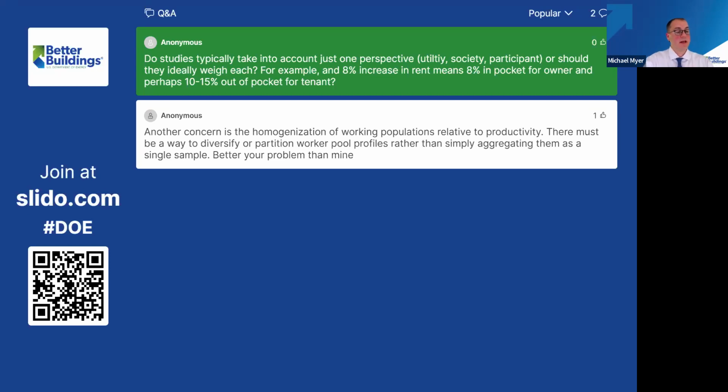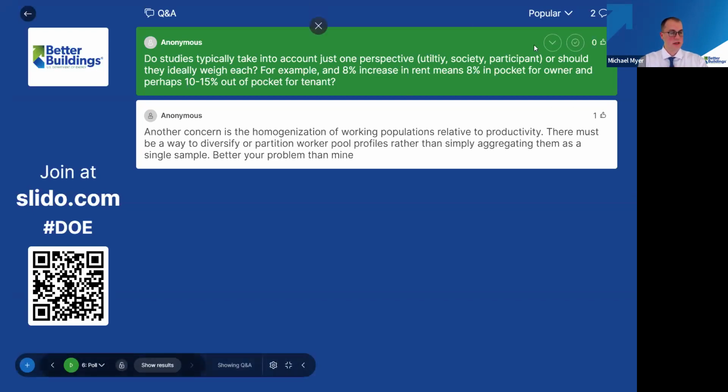Typically most studies tend to look only at a population and not at the flip side of who may possibly be otherwise affected by that. The studies don't always do that, but the valuation could possibly look at how it affects both sides. But that's a really good question. Thank you for asking that.